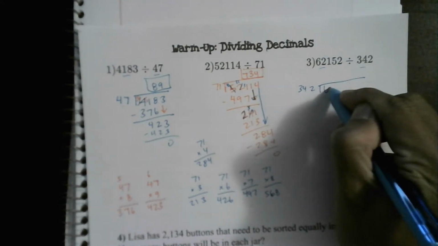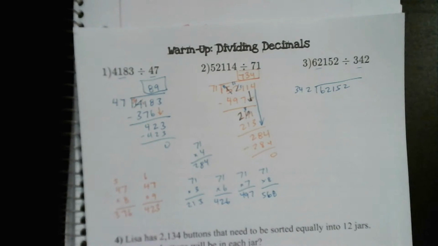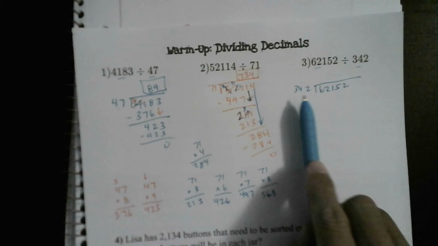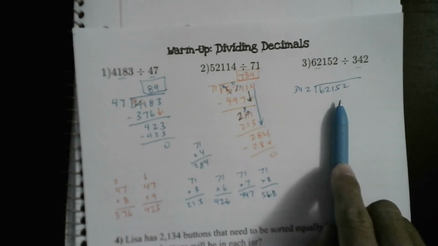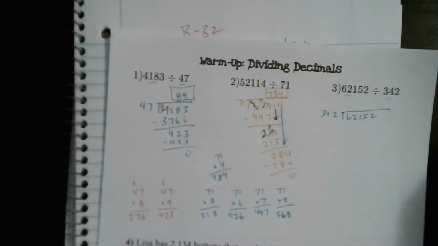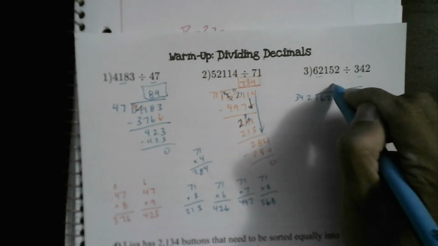And then we have this: 62152 divided by 342. Goodness gracious. Let's see, 342 times 2 would be too much because 300 times 2 is 600, and 342 is way too much. So we know 342 does not go into 6. It doesn't go into 62, but it does go into 621 one time.